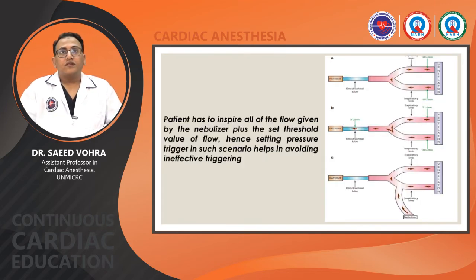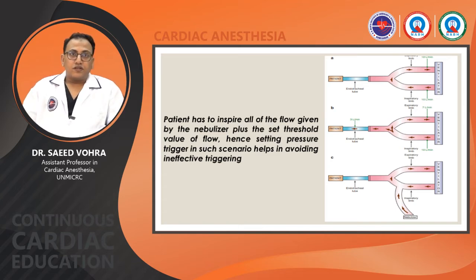This is a flow nebulizer. You can see there is a continuous flow of gas from the inspiratory to the expiratory limb. Now if you set the flow trigger, then the patient has to suck in all the flow delivered by the nebulizer plus the flow trigger gas. So it is better to set a pressure trigger when you are giving a flow nebulizer to the patient.